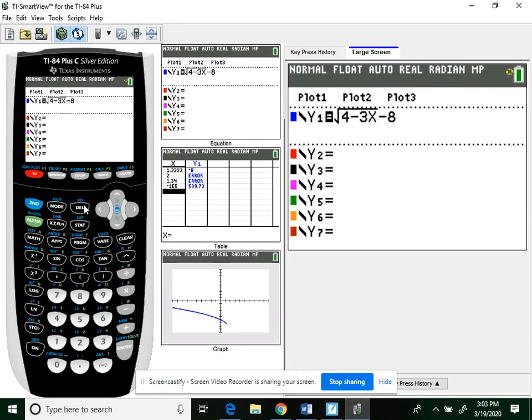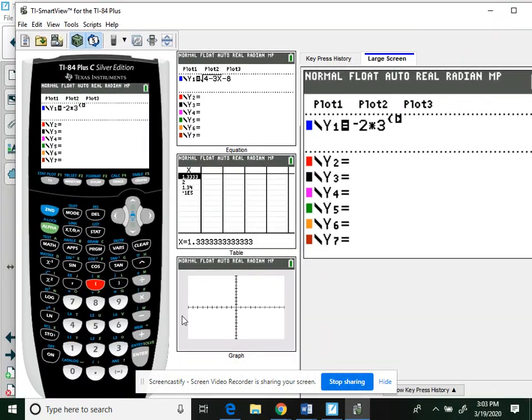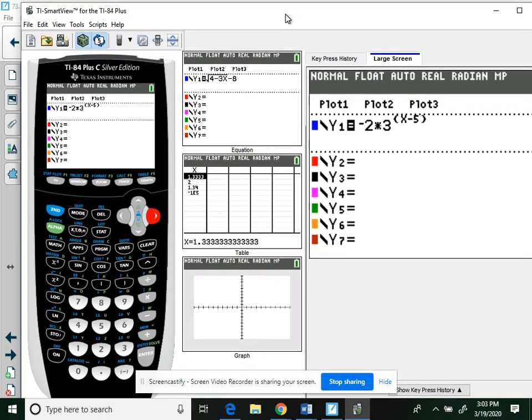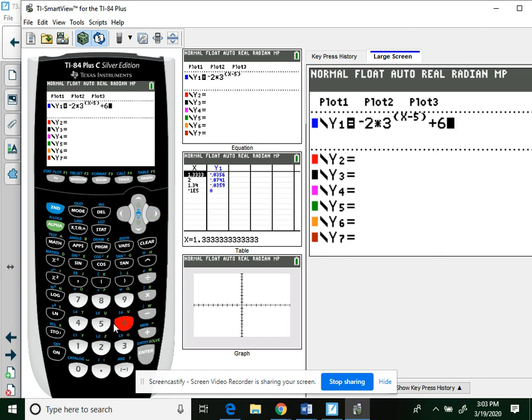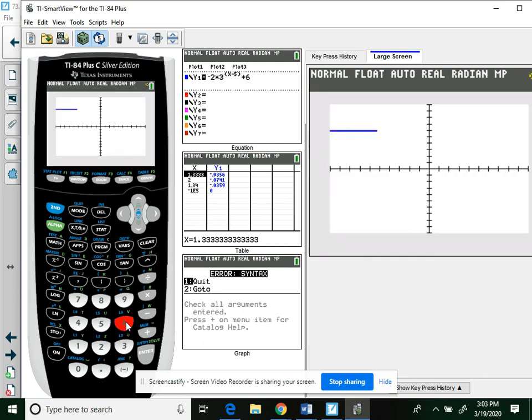So, I'm going to go to y equals, I can never remember, negative 2 times 3 to the (x minus 5). On your calculator, you need to put parentheses around x minus 5. If you don't put that with the older calculator, it will get mad at you, and it's going to give you the wrong function. All right. So there's my function. Zoom 6 to start. That's my 10 by 10. Let's see what this thing looks like.